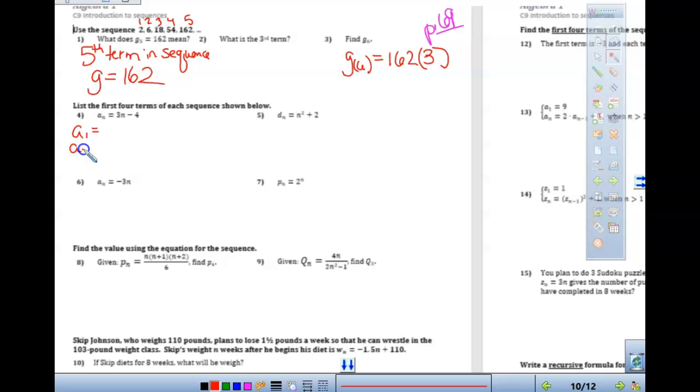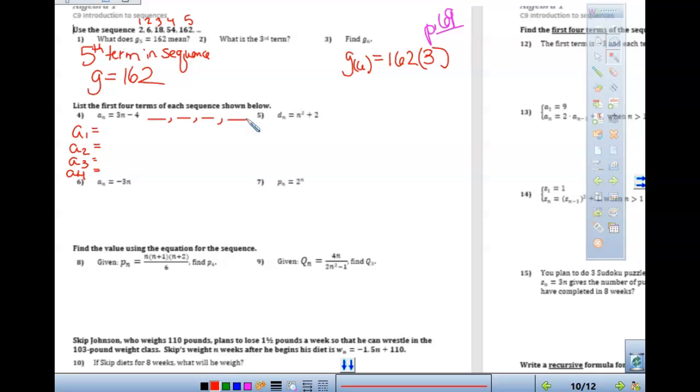We have to find a sub 2, a sub 3, and a sub 4 of each one. Okay? So as you do these, you have to find all 4 of them. We're going to put that list here as a sequence. We're going to list them, right? That's my answer, is going to be the list of those 4 numbers.